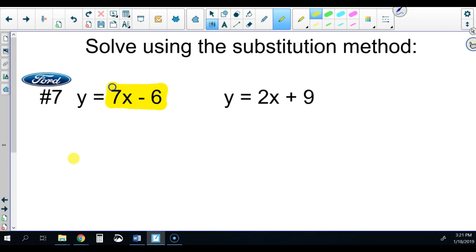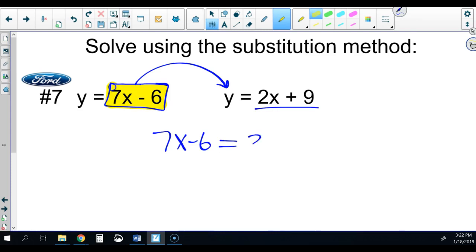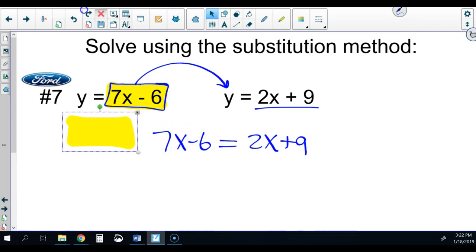So I'm going to take this y right here and put it in place of that y right there. So instead of saying y equals 2x plus 9, I'm going to say 7x minus 6 equals 2x plus 9. So that is really the second equation. It's like saying y equals 2x plus 9, but I substituted in for the y what it equals. So it's a big equation with only x's in it. I can solve that equation.